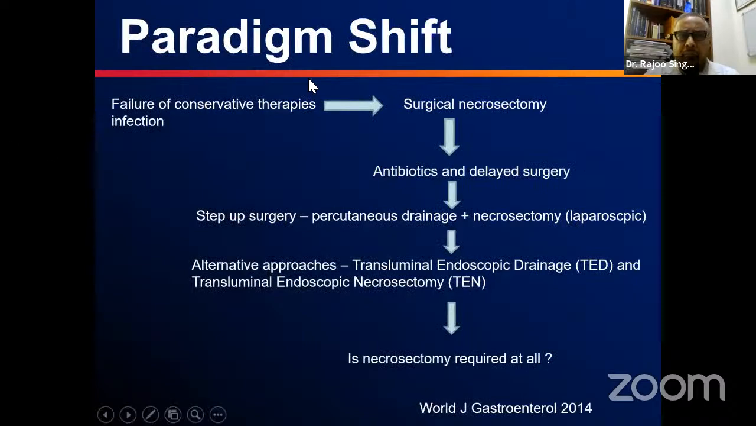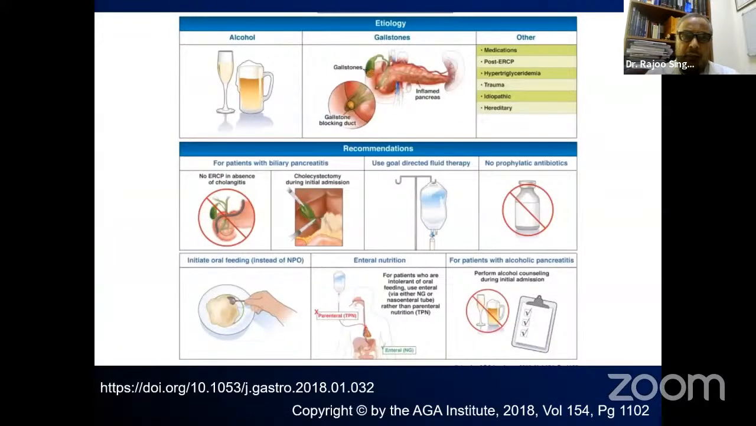Now, there has been a shift in the management of pancreatitis. What is the shift? Earlier, after failure of conservative therapies, the patients used to go in for surgical necrosectomy, antibiotics and delayed surgery. Now, what is happening is you do a step-up approach. We do a percutaneous drainage and necrosectomy. We come over to transluminal endoscopic drainage and transluminal endoscopic necrosectomy. Then we go to a surgical necrosectomy. So there has been a change from early surgical necrosectomy to delaying surgical necrosectomy as far as possible.